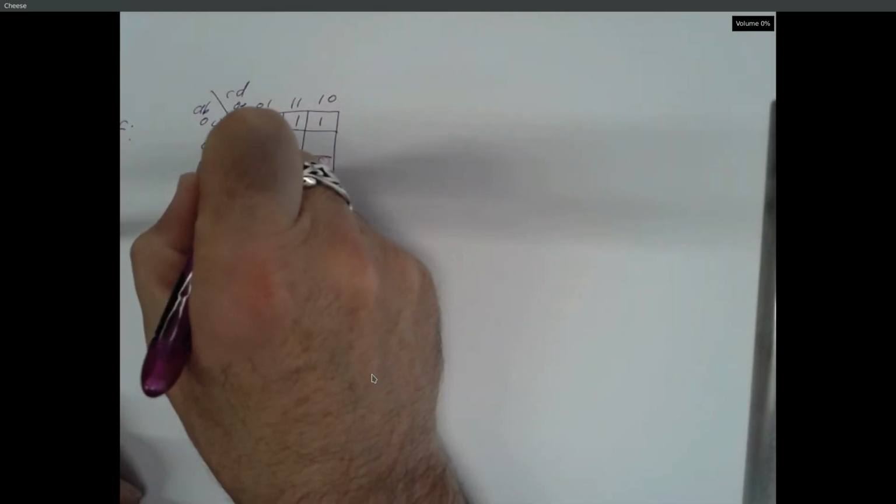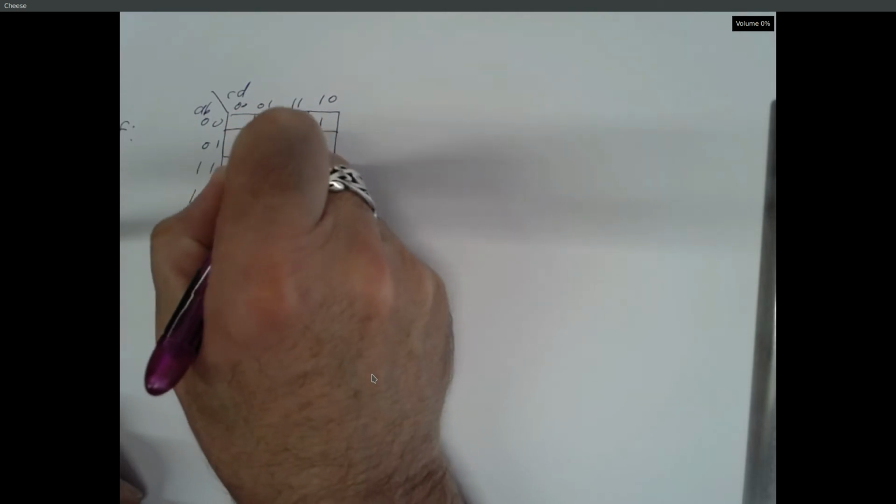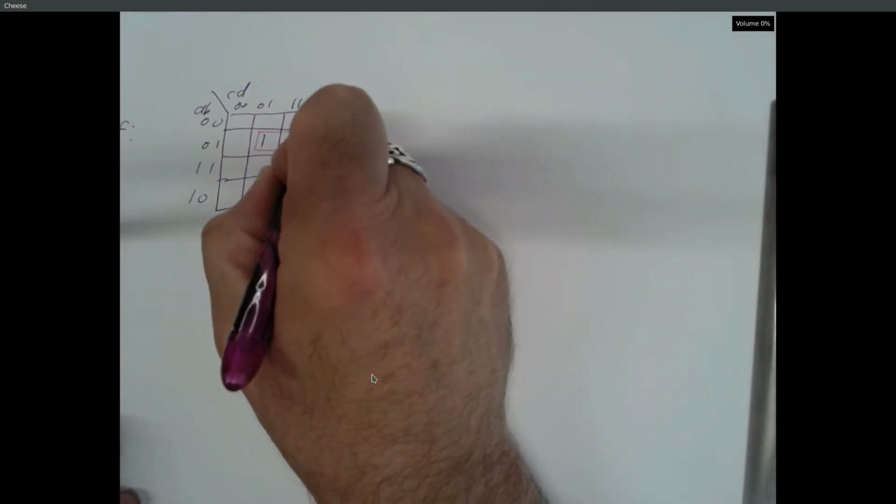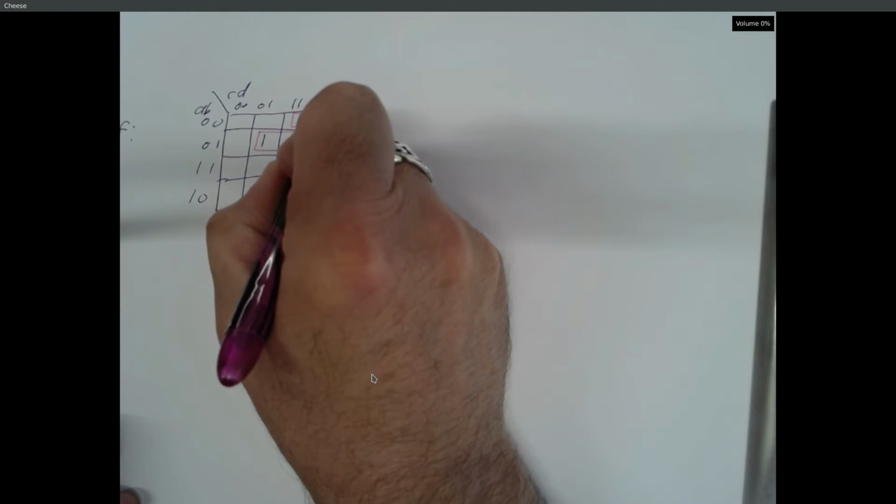So I've got to cover this one. I could do a 1 by 1, but I may as well pick up an extra one over here. And I've got to cover this one in the upper right, and instead of just picking it up by itself, I'll pick up the one next to it because that's a bigger rectangle. But I really want to stop right there.